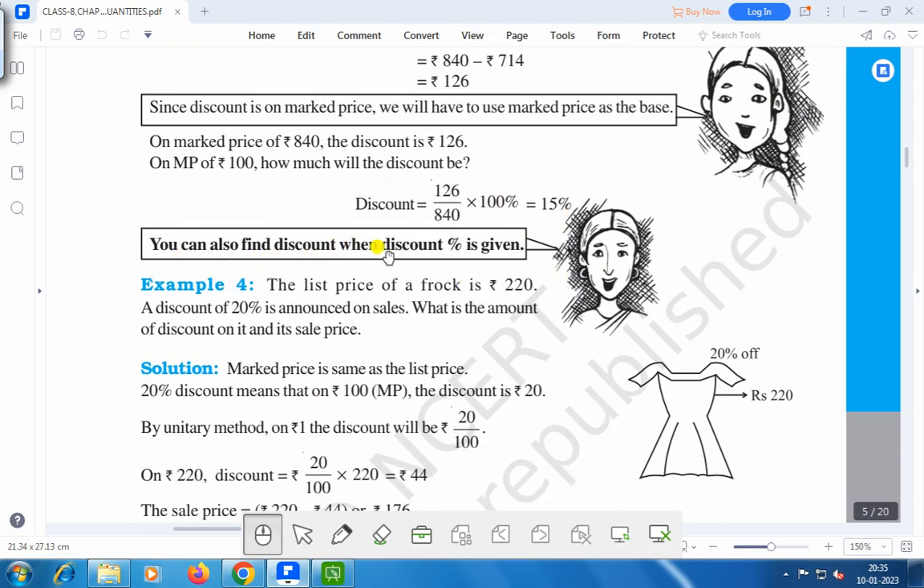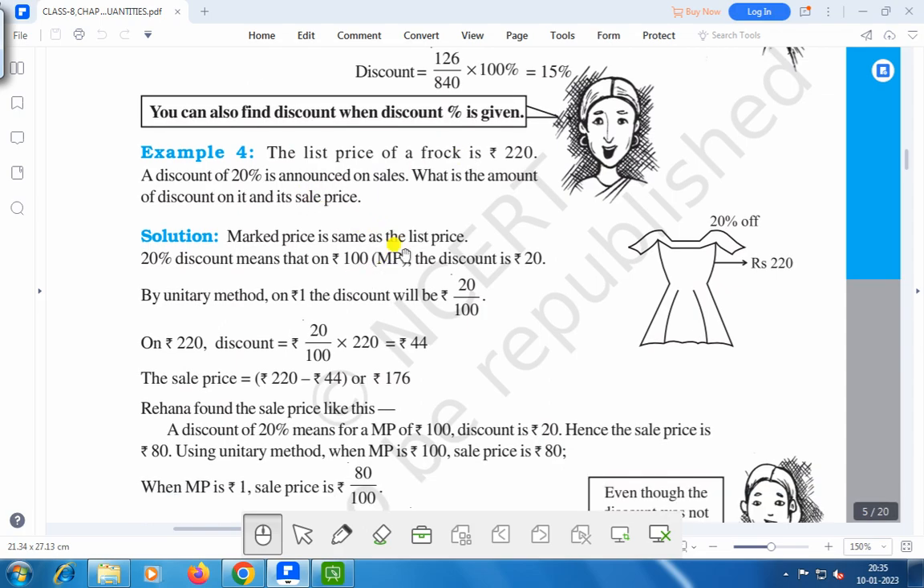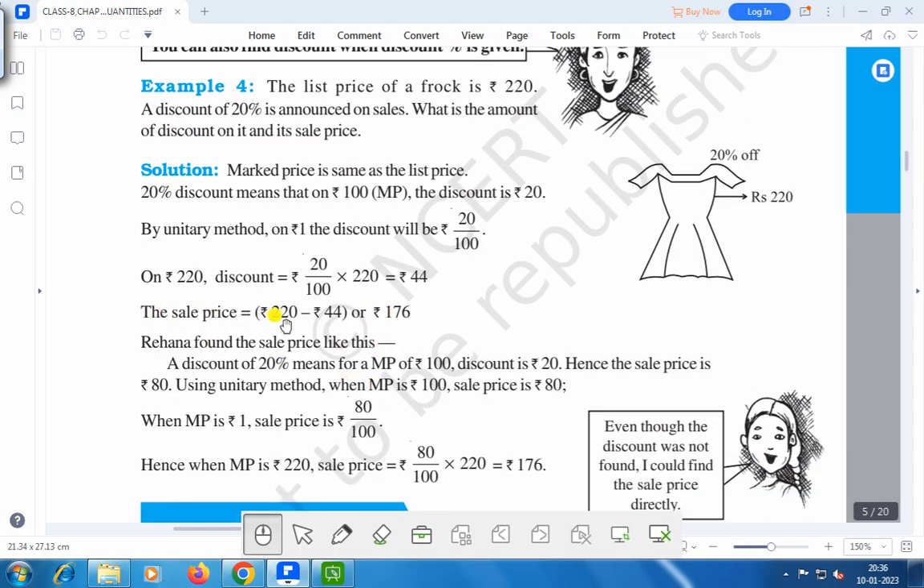You can also find the discount when discount percent is given. Example 4. The list price of a frock is rupees 220. A discount of 20% is announced on sales. What is the amount of discount on it and its sale price? Marked price is the same as the list price. 20% discount means that on rupees 100 MP, the discount is rupees 20. By unitary method, on rupees 1, the discount will be 20 by 100. On rupees 220, discount will be 20 by 100 into 220, that is rupees 44. Therefore, the sale price is 220 minus 44 equals 176.